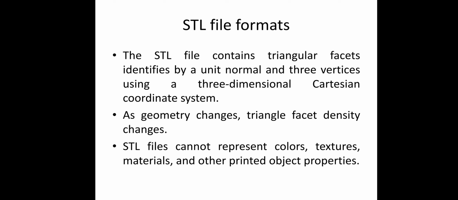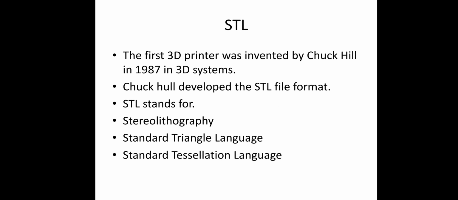The STL file format divides, or tessellates, the entire object into smaller triangles. They are called triangular facets, and each smaller triangle is specified by 3 vertices in Cartesian coordinates and one normal vector. As geometry changes, the triangular facet density also changes. The main drawback of the STL format is that it does not represent color, texture, materials, or other properties of the printed object.